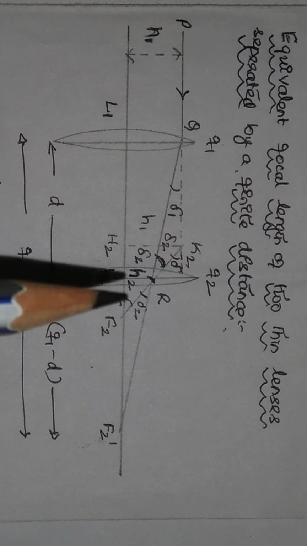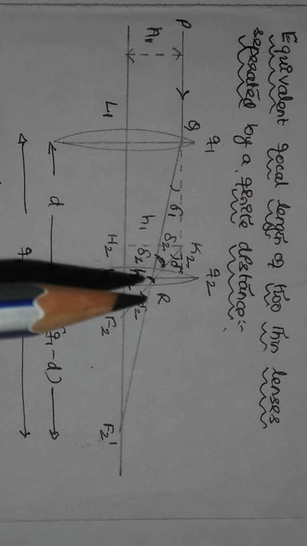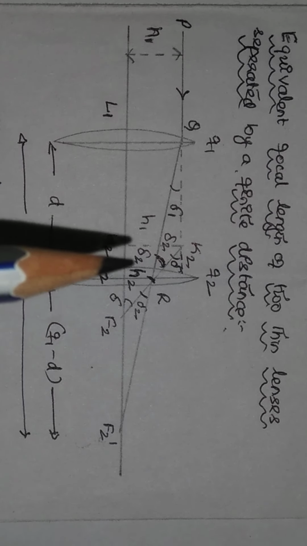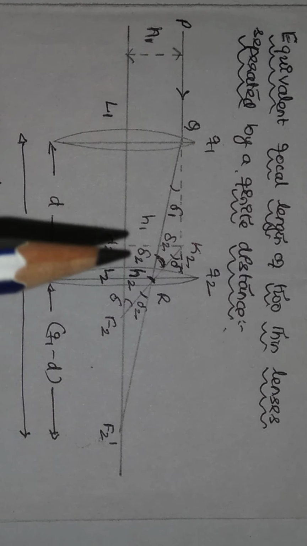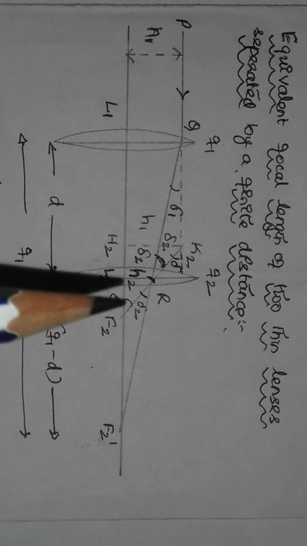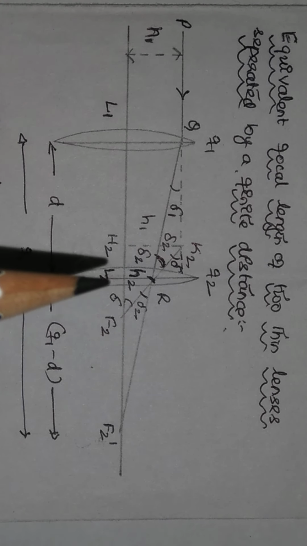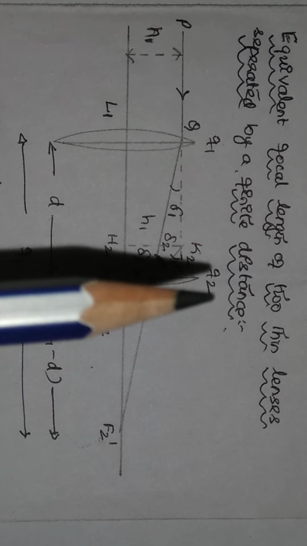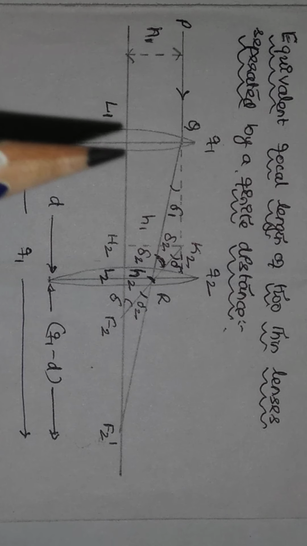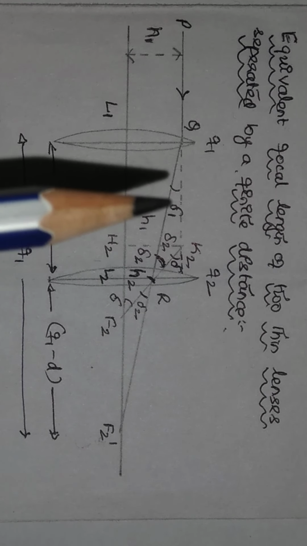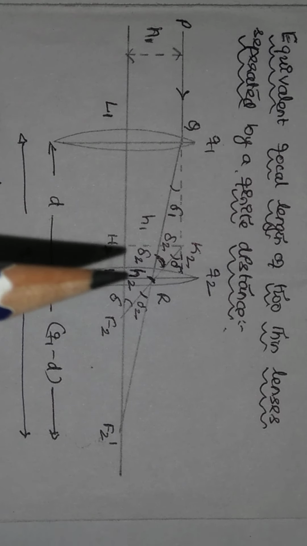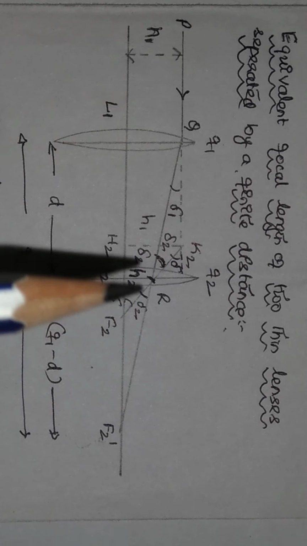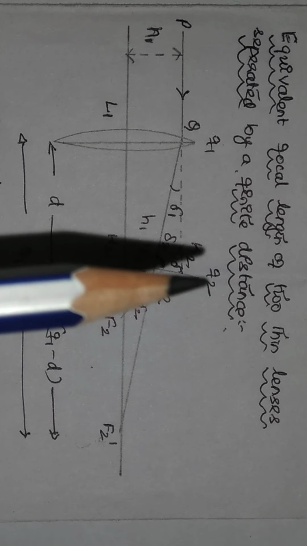Then what is this deviation delta 2? The delta 2 deviation is given by height by focal length. The height is h2, focal length is f2. Therefore, delta 2 is the deviation produced by the lens L2, that is given by delta 2 is equal to h2 by f2. That means for the lens L1, deviation is delta 1 and is defined as h1 by f1. For the lens L2, deviation is delta 2 and is defined as h2 by f2.